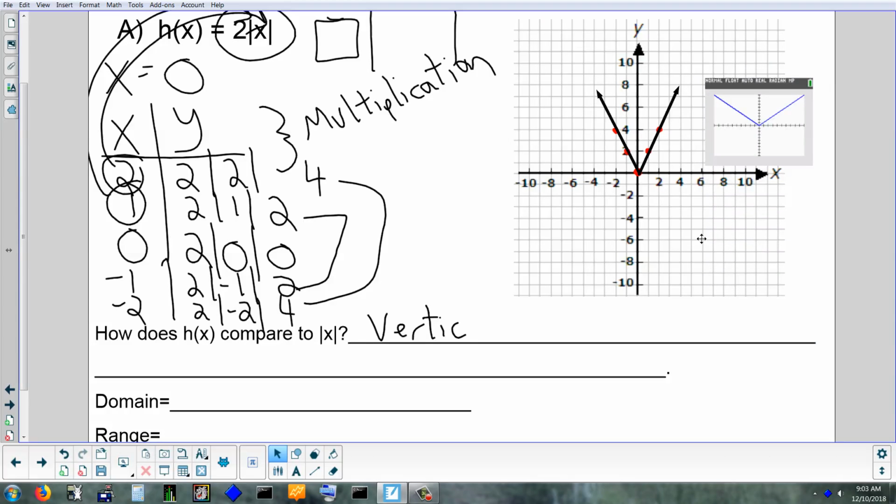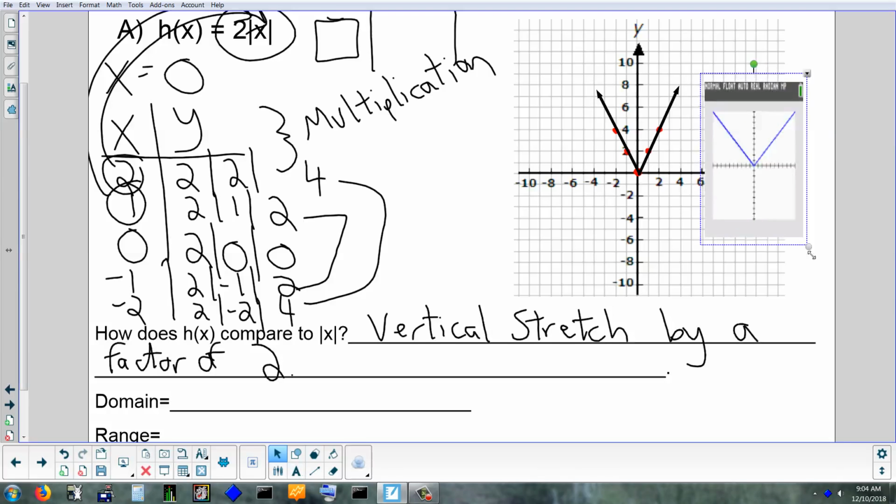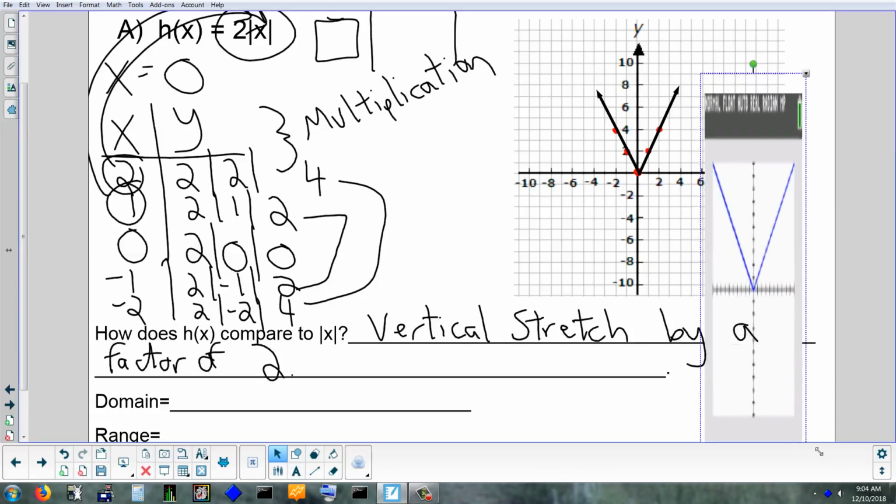No, we're not done. We can't just write vertical stretch. We need more than that. A vertical stretch up by a factor of 3. Oh, wait, no, 2. Vertical stretch by a factor of 2.